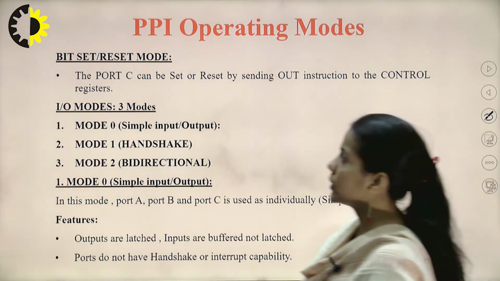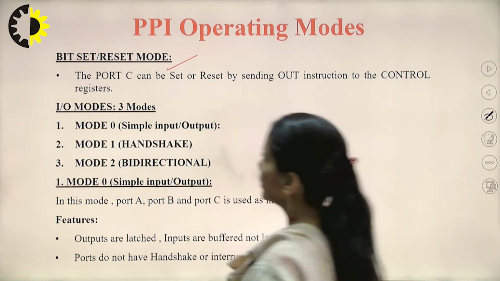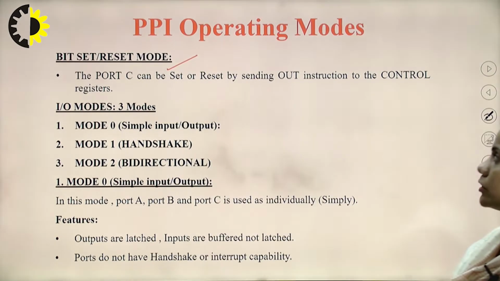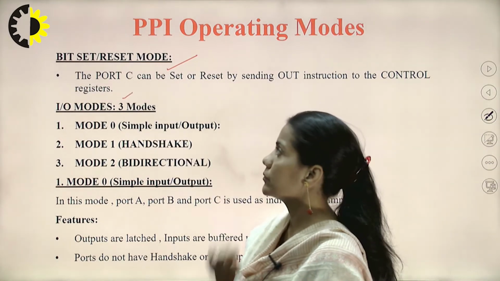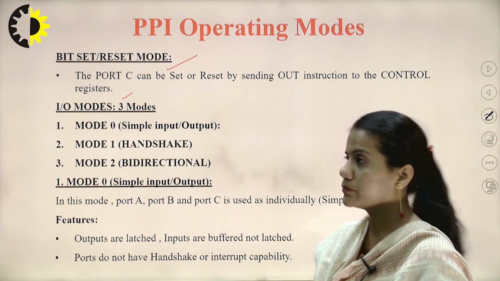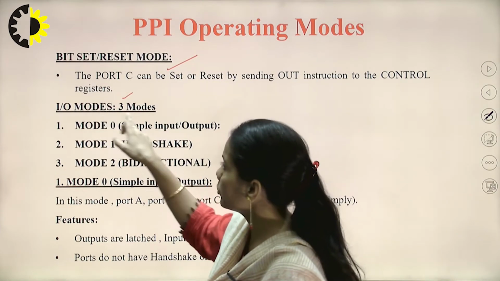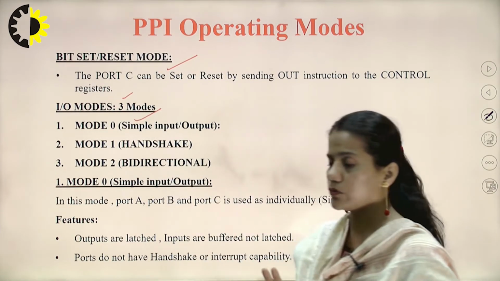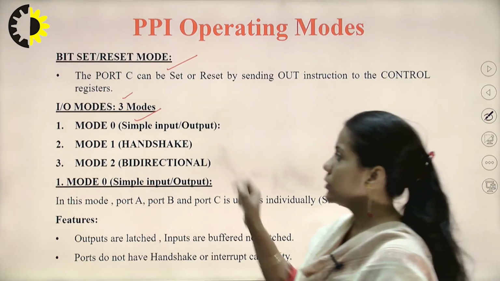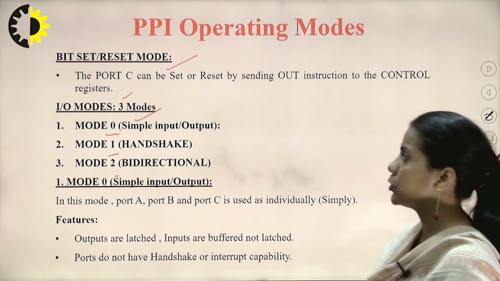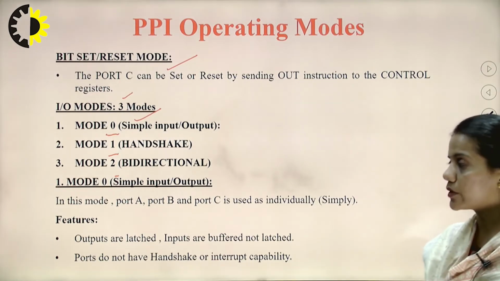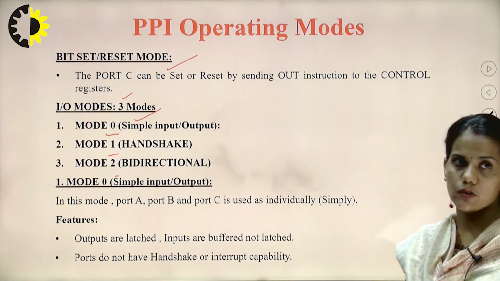There are two operating modes. Bit set reset mode: here port C can be set or reset by sending out an instruction to the control register for port C. Now input output mode: there are broadly three modes, mode 0, mode 1 and mode 2. Mode 0 is the simple input output mode, mode 1 is the handshake mode and mode 2 is the bidirectional mode.